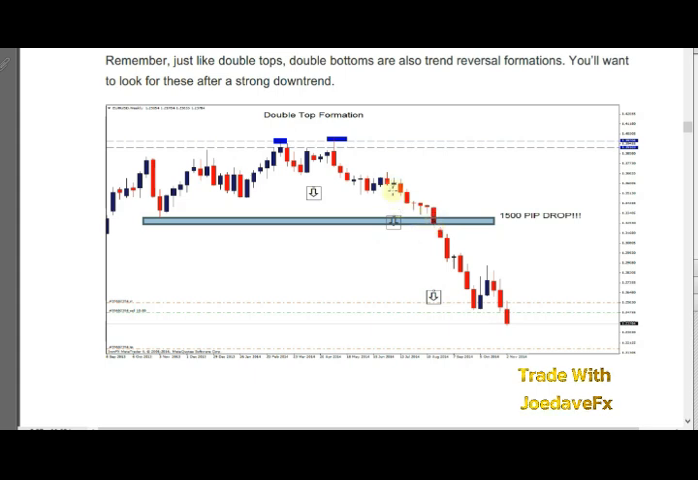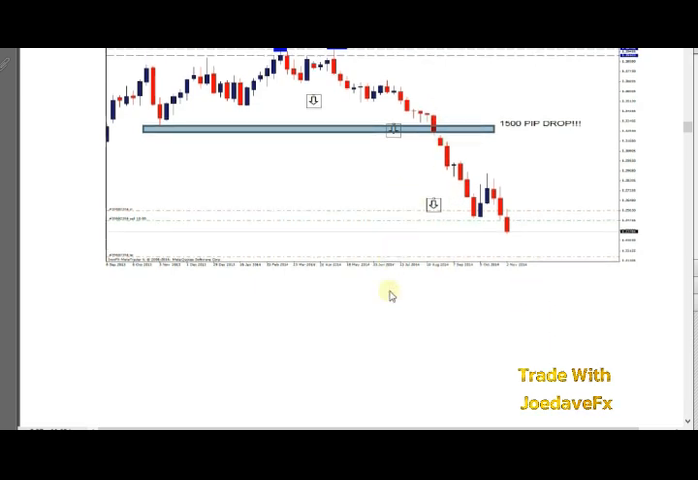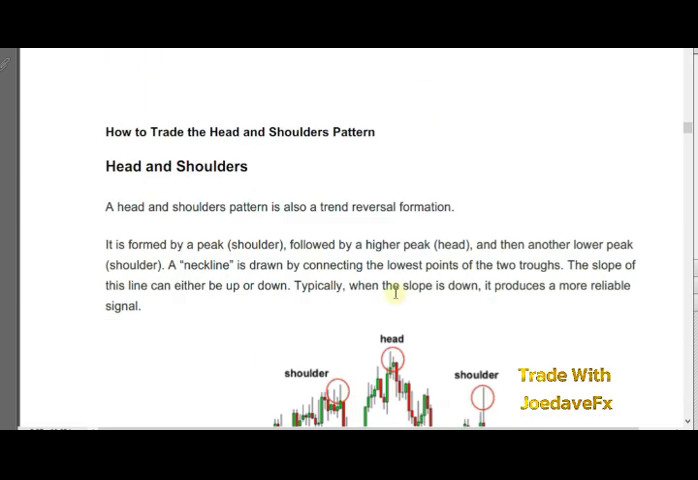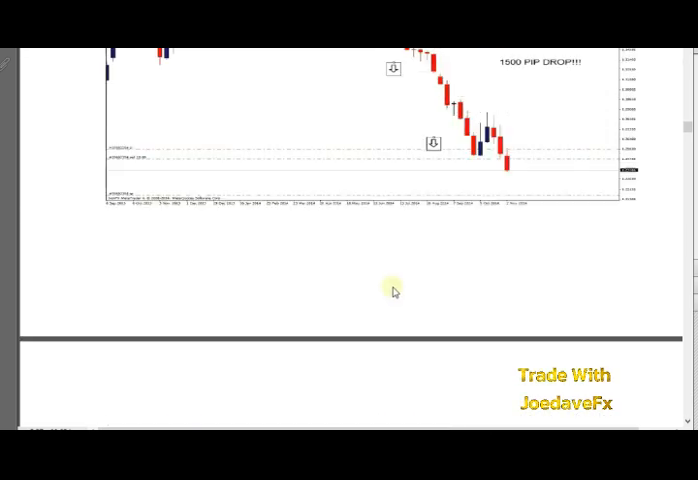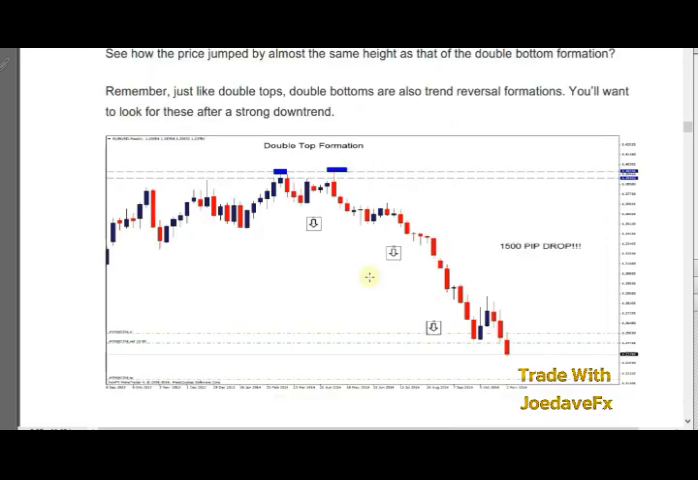Once price gets here, I'll move my stop loss from the top all the way to this point here, where I will see some consolidation. I put my stop loss there, then wait for the market to do what it wants to do. That's the way I trade it sometimes. So that is for the double bottom and the double top.